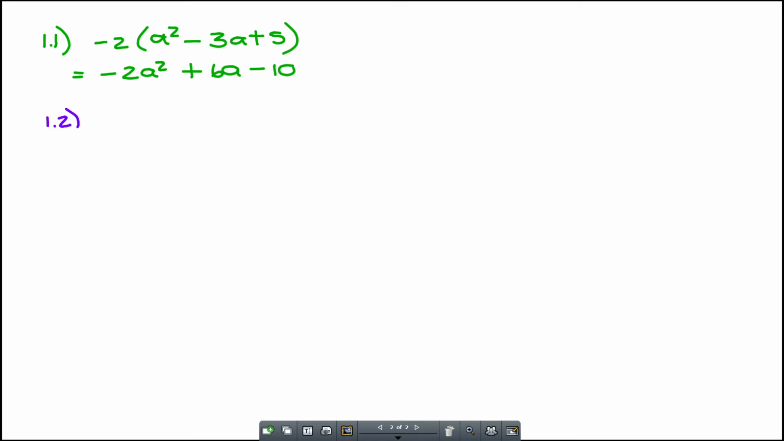So, at 1.1, what we had to do here is multiply n. So, you should have gotten minus 2a squared plus 6a minus 10. Do I need to explain anything there? Okay.